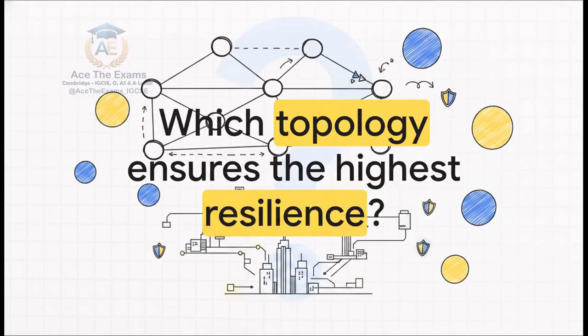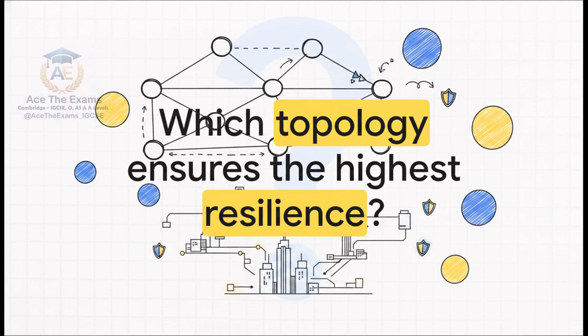To truly master this topic, here is your final challenge. Combine everything we've built in our digital city. If you need absolute resilience, no single points of failure, what do you use? You use a mesh topology combined with dynamic packet switching, so data can always find a new route. Understanding that synergy is your ultimate blockbuster conclusion.